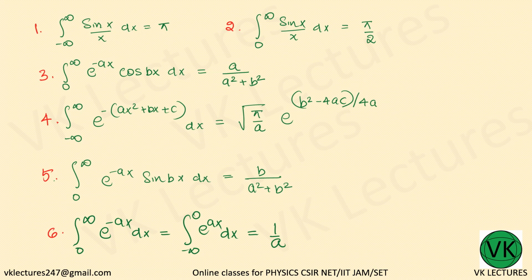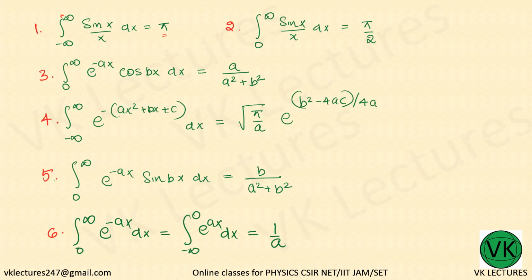Here are a few integrals that we may require while doing the Fourier transform. The integral from minus infinity to plus infinity of sin x by x dx equals pi. The half limit, that means 0 to infinity, of sin x by x dx becomes half, so pi by 2. Here it is pi, this is pi by 2. Here the limit is from minus infinity to plus infinity, here the limits become 0 to infinity.